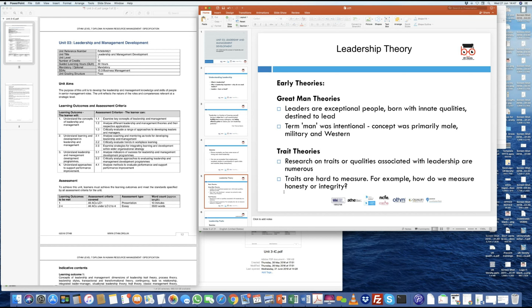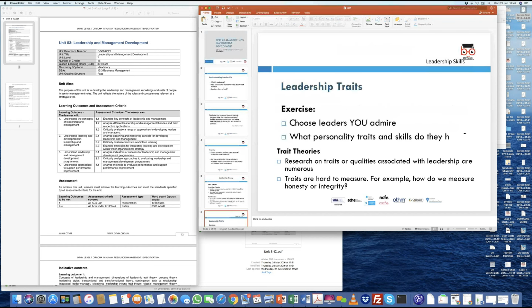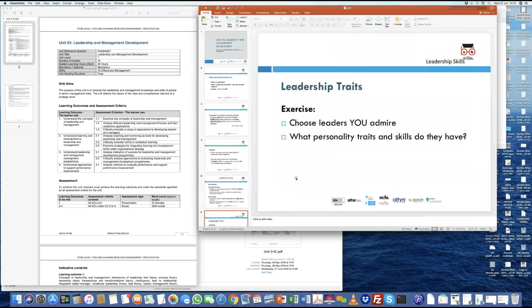So sometimes these things have to be looked at from the point of view of traits, and some of these traits are not easily measurable. So the trait theories actually focus on that. Now, let's look at understanding, with a bit of an exercise, what traits are.